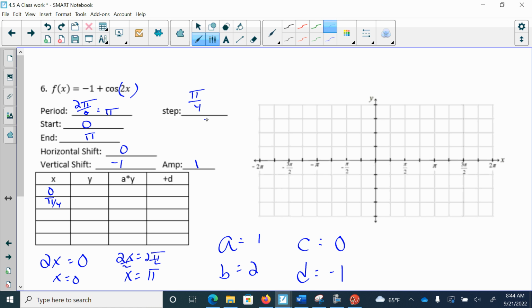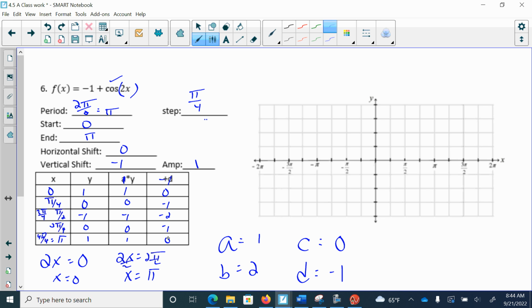So when I start, I'm starting at 0, then pi over 4, because that's my step. So this is 2 pi over 4, which is pi over 2, 3 pi over 4, and then finally 4 pi over 4, which is just pi. It is a cosine curve, so I start at 1, 0, negative 1, 0, and 1. Multiplied by my A, which is 1, so 1, 0, negative 1, 0, 1. And my D, which is negative 1, so this will be 0, negative 1, negative 2, negative 1, 0.